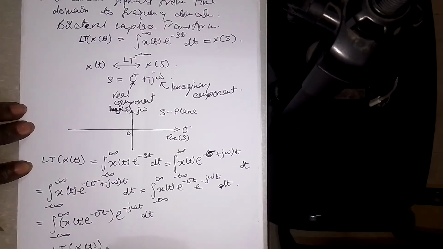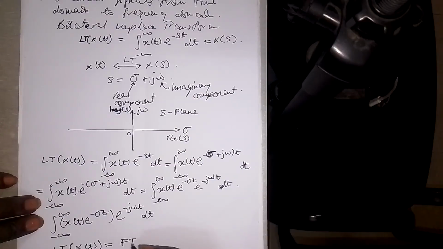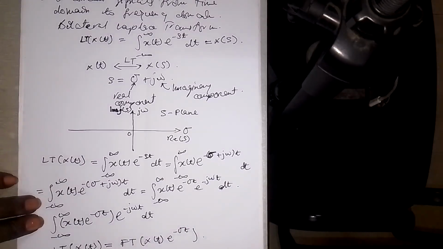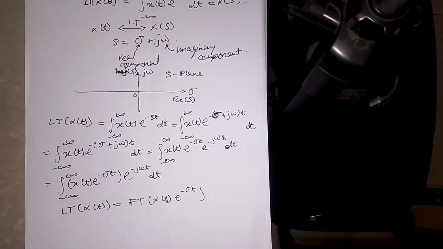So now I can say that the Laplace transform of x of t is equal to the Fourier transform of x of t times e to the minus sigma t. Because you can see that this part is in the Fourier transform, and this is also in the Fourier transform. This is the only thing that is missing in the Fourier transform, so I bring it here. That makes this expression very correct.